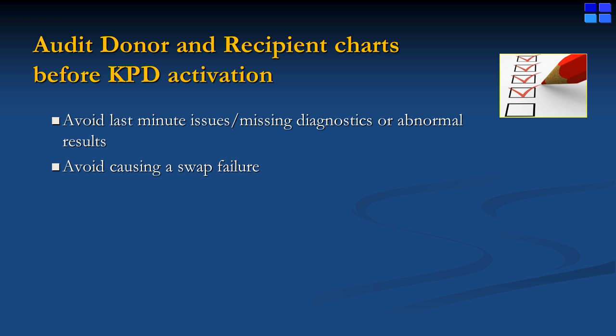So going back to my first point, it's very, very important to audit the donor and recipient chart before KPD activation. I can say that you're probably going to avoid 70% of the misery of KPD if you actually do this, and you don't want to cause a swap failure.